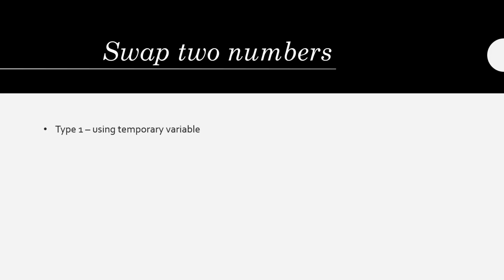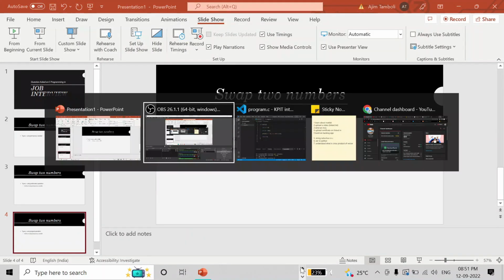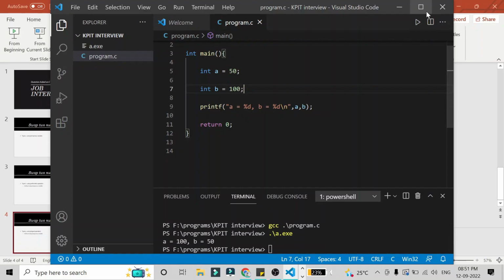But in this video, I'm going to tell you about type 1, that is using a temporary variable. In the next video I'll tell you about arithmetic operation, and in the one after that I'll tell you about logical operation. So the first one we are going to do is using a temporary variable.